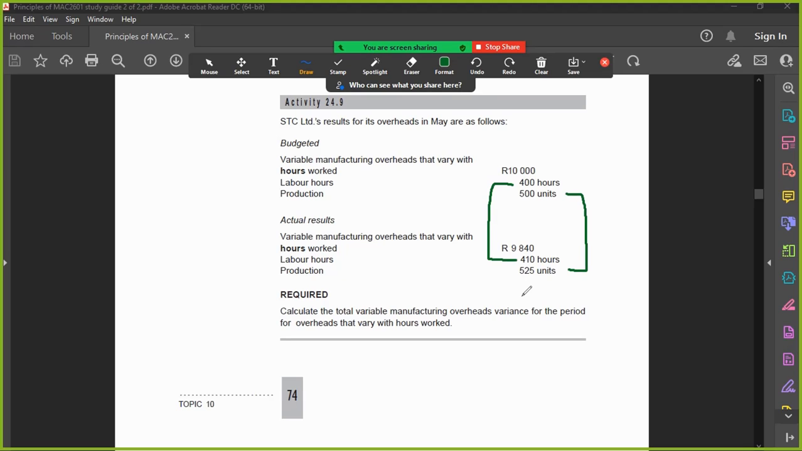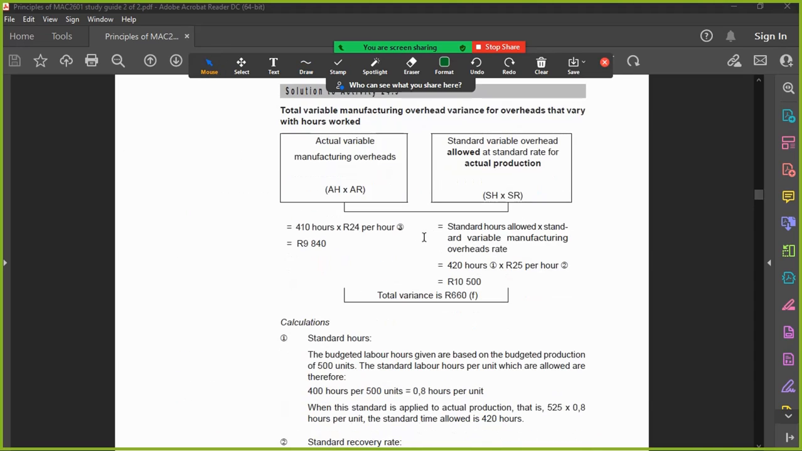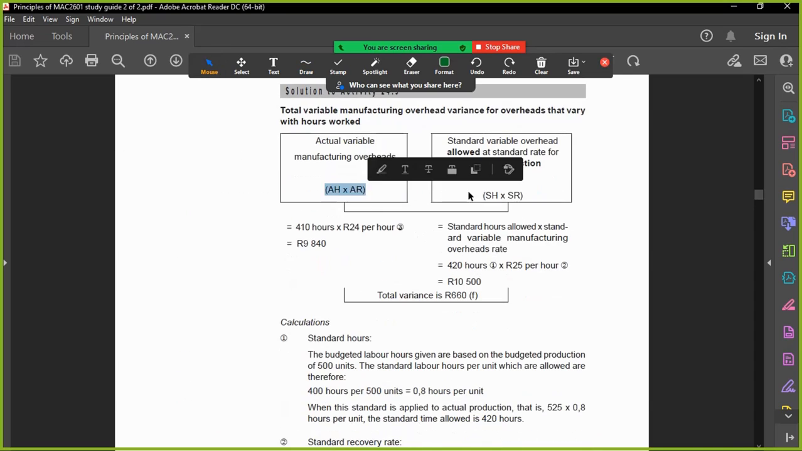Obviously you could look at efficiency and say, based on the number of hours, were we as efficient in terms of production? But that would be a separate consideration. Here they just want you to look at the variance for the hours. If you look at their working, remember those formulas you saw in the textbook? Those textbook formulas highlight what we actually have versus what we think we have in terms of production.